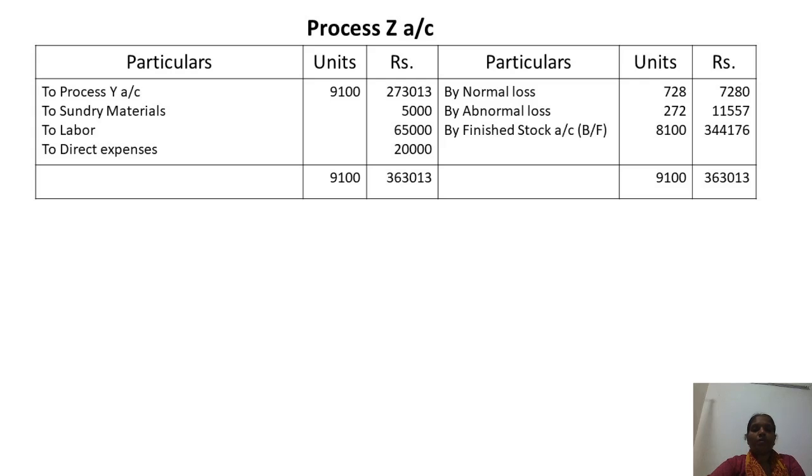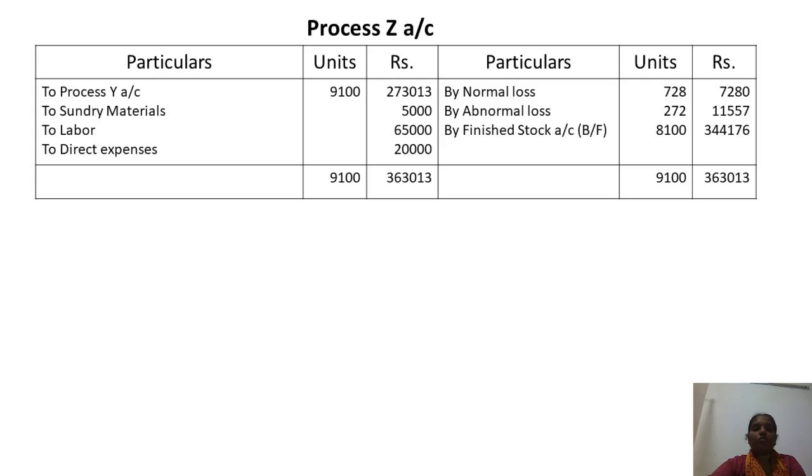8,100. So now you put the units. Here we get 9,100 only. When we get the total here, it's less than 9,100. So 9,100 minus 728 minus 8,100, we get 272, which goes to abnormal loss. Then we have to find out the value. How to get the value of the abnormal loss account?